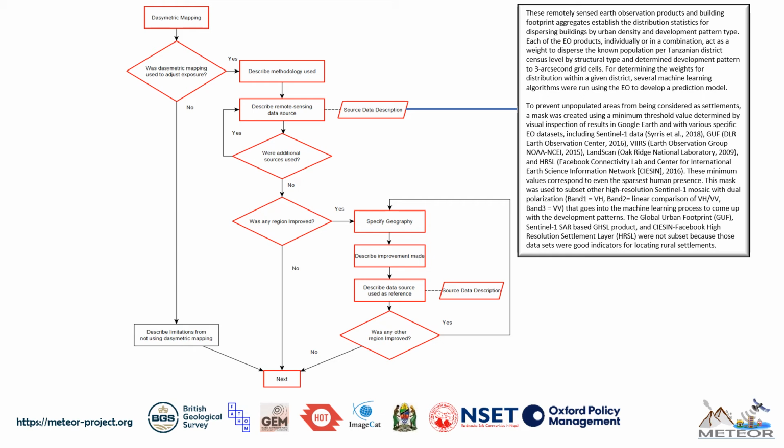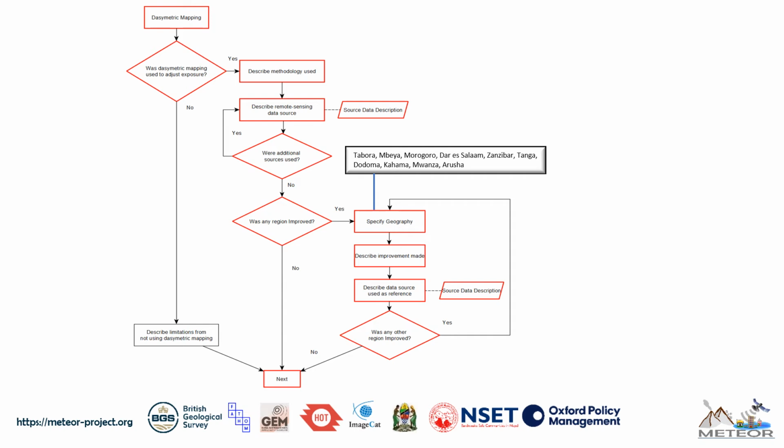This mask was used to subset the high-resolution Sentinel-1 SAR mosaic, which goes into the machine learning process that comes up with the development patterns. The Global Urban Footprint, the Sentinel-1 based GHSL, and the CIESIN Facebook high-resolution settlement layer were not subset because these were good indicators for locating rural settlements.